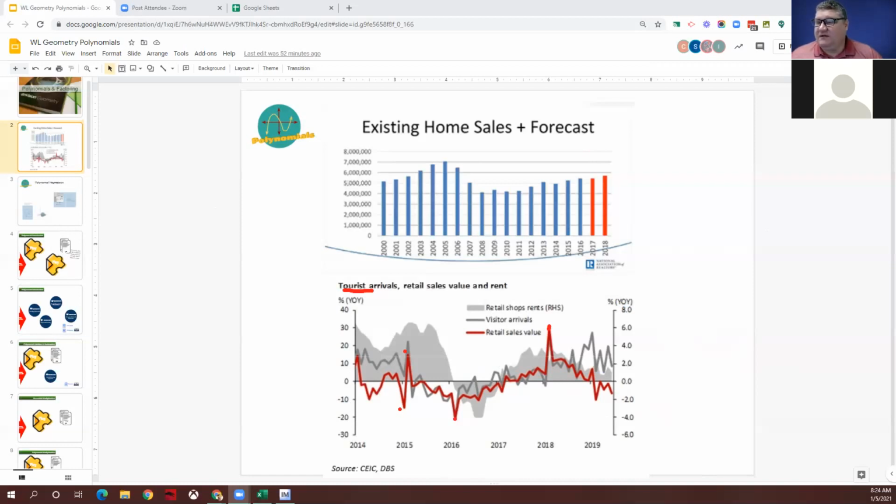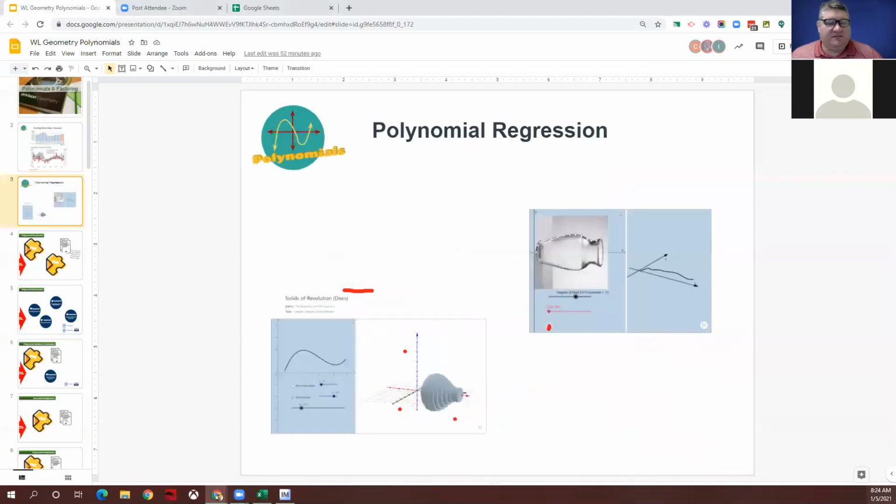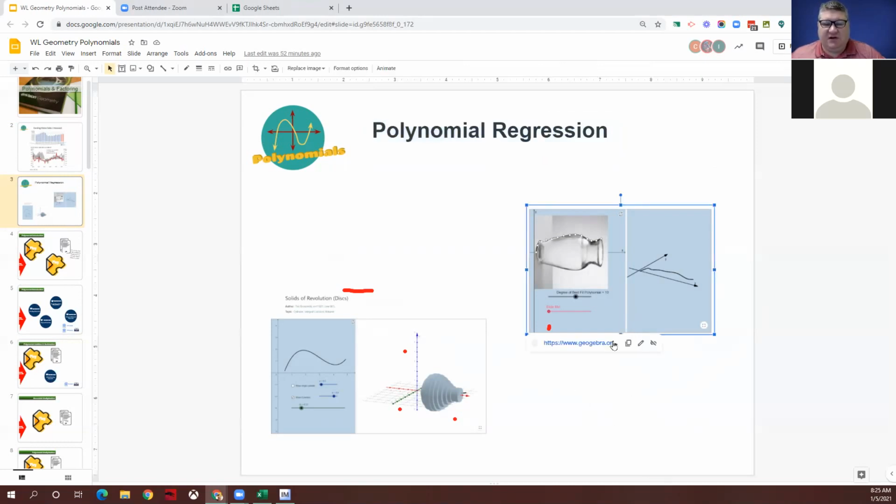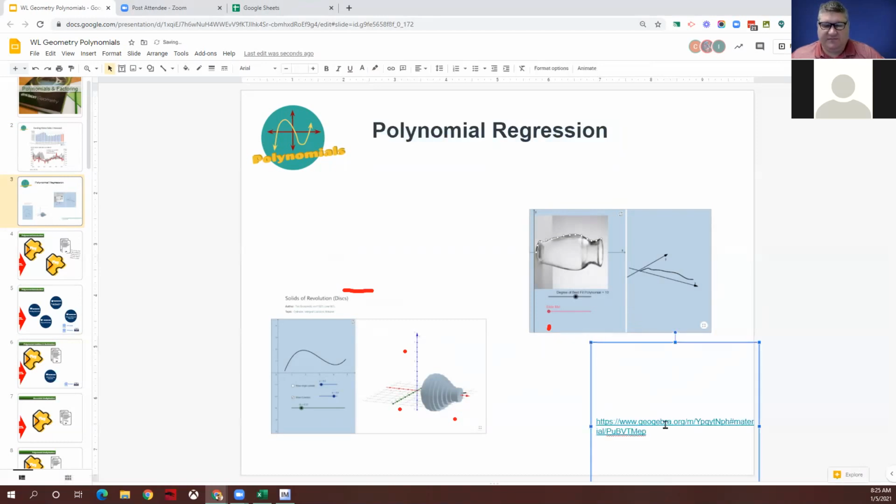Now, real quickly, let's go on to this. This is what's called a polynomial regression. A regression is something where they simply average the values. But now we're going to use one polynomial to be an average of different values. So let's take a look at this guy right here.